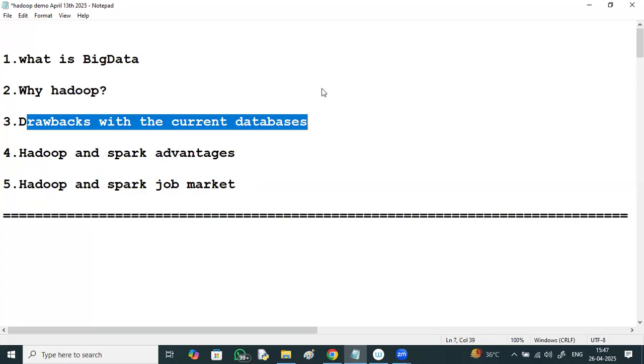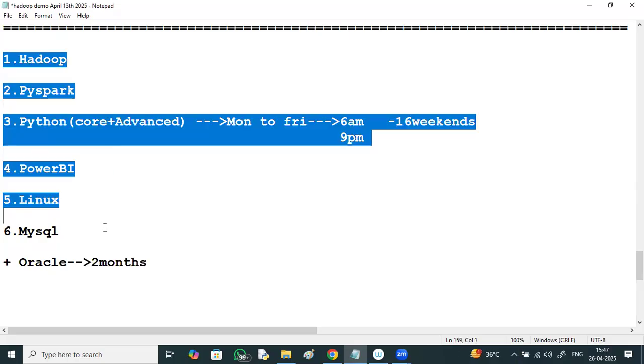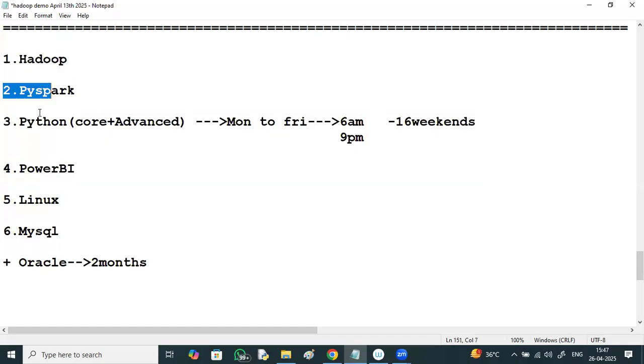As part of this course, big data, Hadoop, PySpark, Python Core and Advanced will be discussed, along with Power BI, Linux, MySQL, and also from DURGASOFT side, they're offering Oracle 2 months free training. So this is what I'm going to discuss: Hadoop, PySpark, Python, Power BI, Linux, and MySQL.